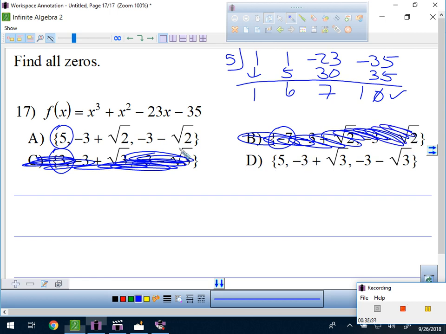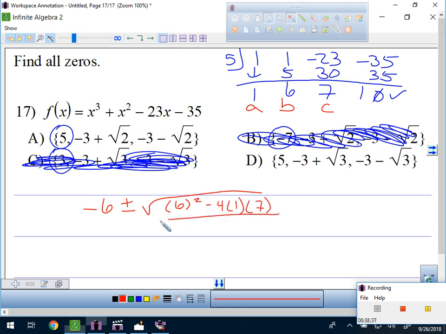Now the question remains, though, of the two, which one's my answer? Just remember what you just did a second ago. Quadratic formula. So we're going to have negative 6 plus or minus the square root of 6 squared minus 4AC, so 1 times 7, all over 2 times 1. Now, again, you've heard me say this again and again. You can't type the whole thing in, only the discriminant. So if I type that in, I'd have 36 minus 28. I should get a positive 8.